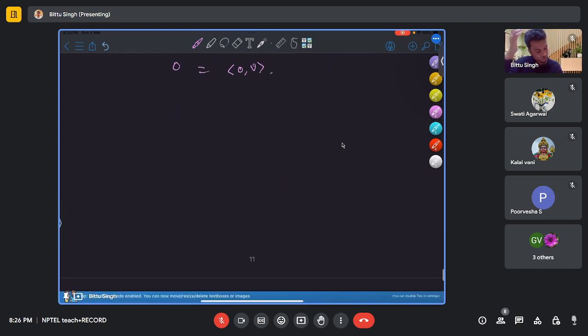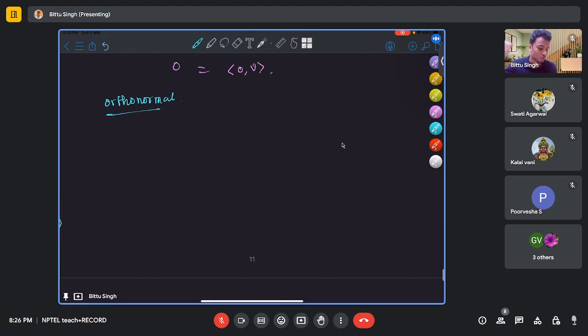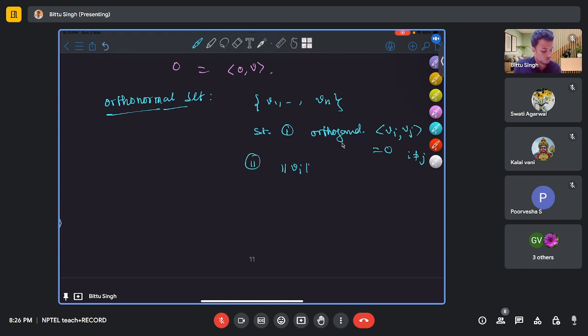Now, another thing is orthonormal vectors, orthonormal set. So let v1 up to vn be vectors such that property 1, they are orthogonal. That is, vi times vj, the inner product of any two different vectors, should be zero when i not equal to j. And another property is that their norms are equal to one, then those vectors will be called orthonormal vectors. Okay, and this set is called an orthonormal set.